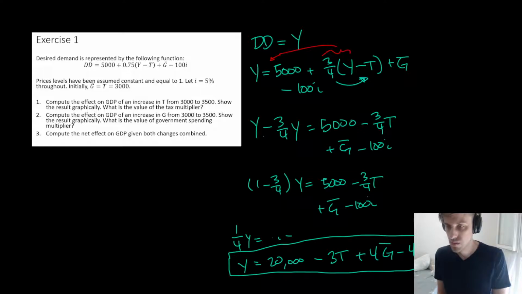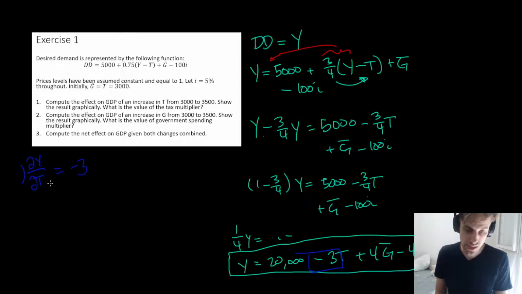So number 1, we want to know what happens when T changes. When you want to know about a change, you take a derivative. So we want to know the derivative of Y with respect to T. And since this is a linear equation, it's very easy. We just look at the coefficient right here, minus 3. So we're done. We're not done. This is the change given a 1 unit change in T. So if T changed by 1, then Y changes by minus 3.